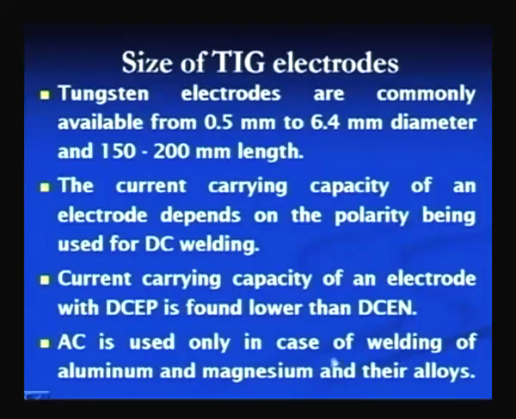AC is used only when the welding of aluminium or magnesium and their alloys is to be carried out, because AC welding offers the advantage of the cleaning action during the welding of aluminium and magnesium alloys.